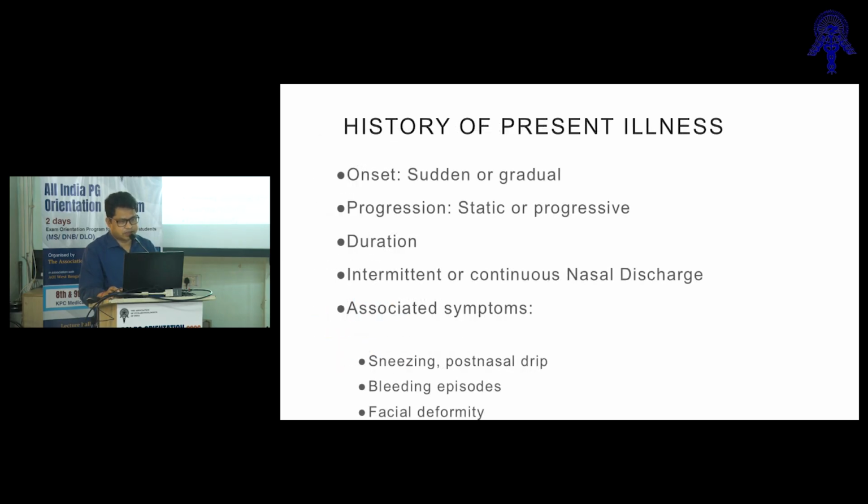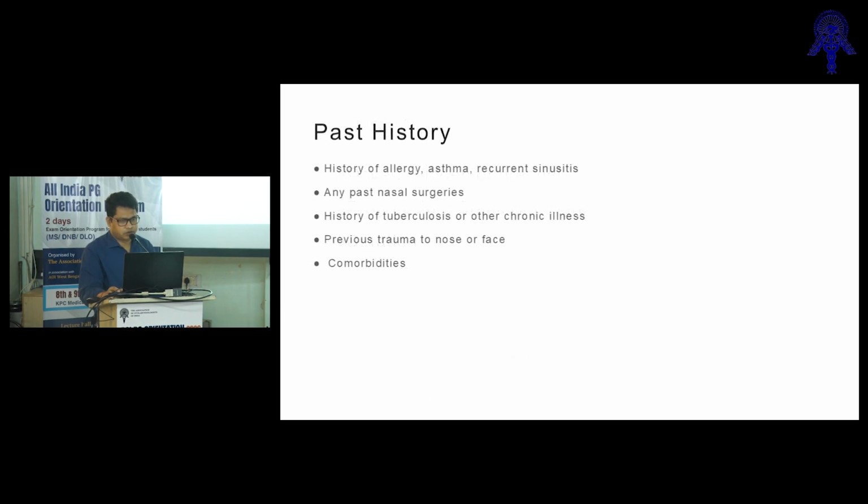So, history of present illness. All these things you have to write in your history. Whether this is sudden onset or gradual onset, progression, duration, intermittent or continuous discharge, associated symptoms like sneezing, postnasal bleeding or facial deformity. So this is all about your history of present illness.